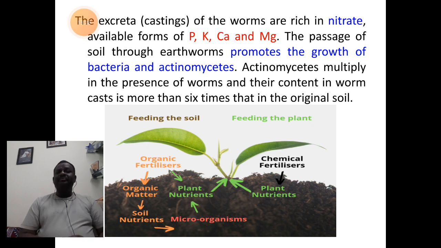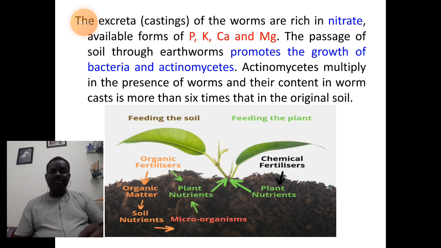I mean to say, here the manure is rich with the nitrate content and other nutrients required for the plants. At the same time, it will enhance the good growth of bacteria and actinomycetes that facilitates the growth of these worms. Okay, and these provide an environment for the good growth of the worms. So that's the importance of vermiculture also.